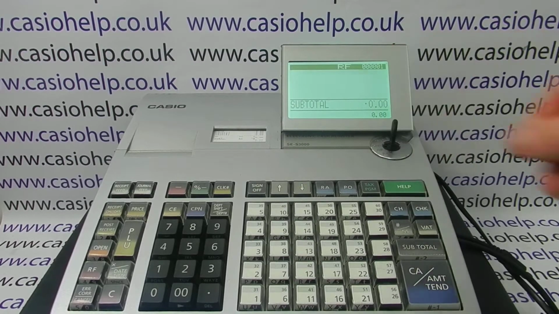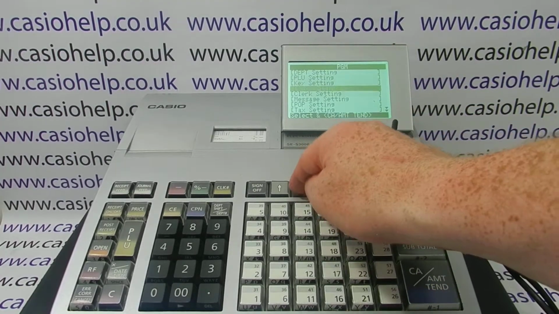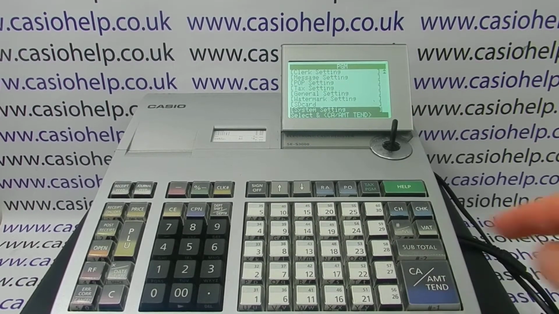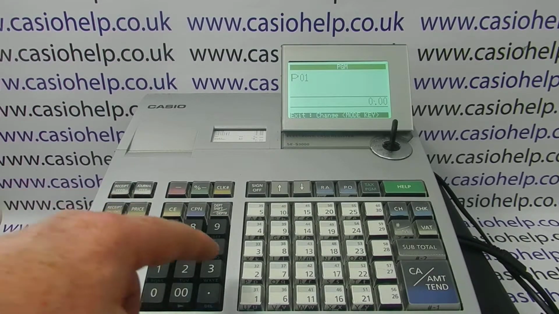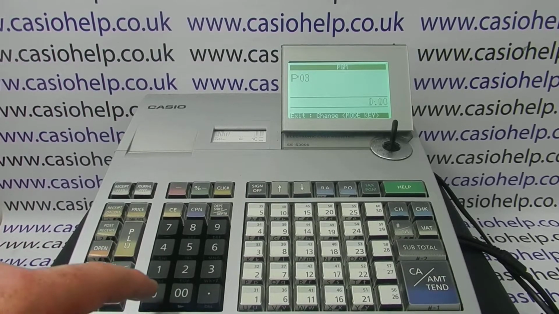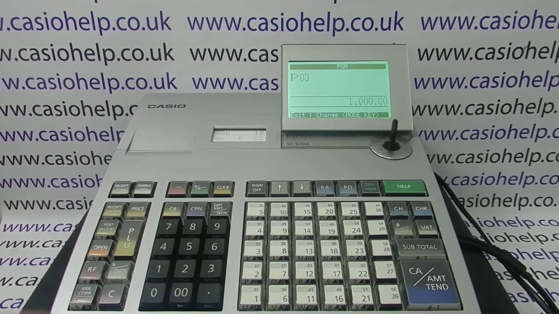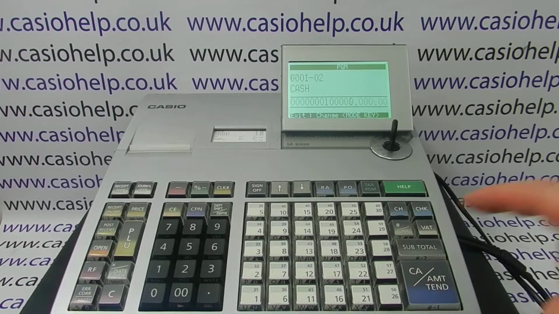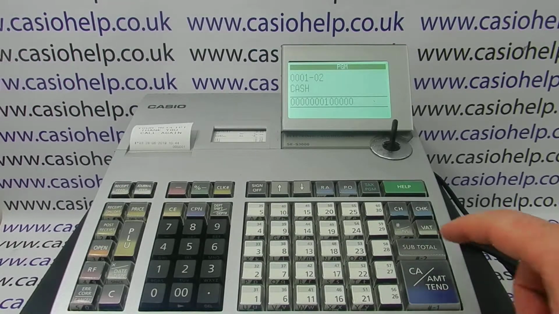Key to PGM as usual. Arrow down to system setting. When in system setting, free subtotal, and you have to type in the following code, which is 100000. You then have to press the tender button, so in this case CA amount tend, and then subtotal.